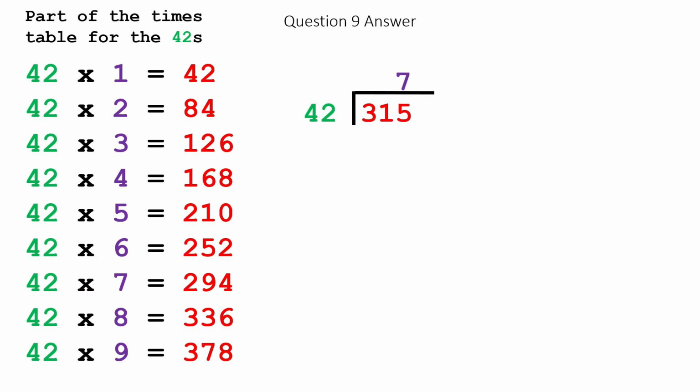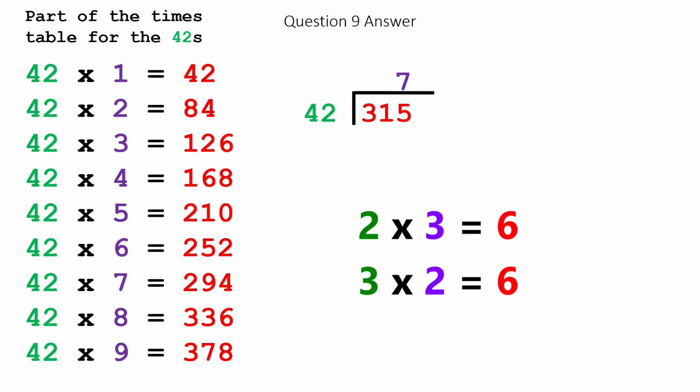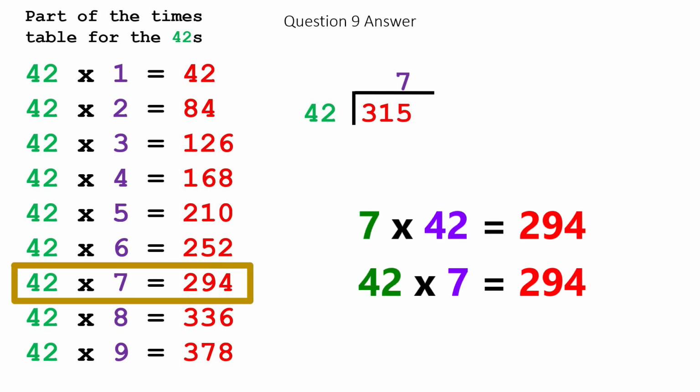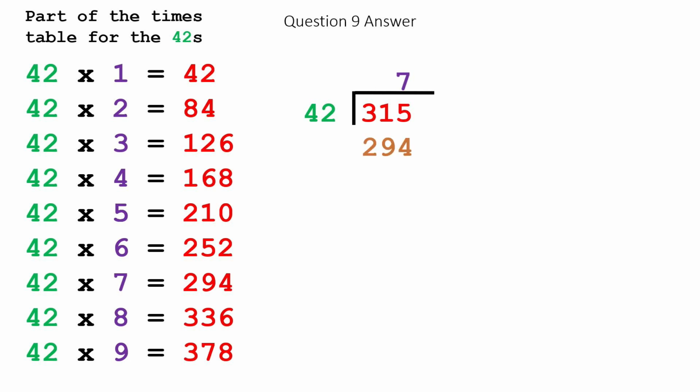As a reminder, we can change the order of two numbers when we multiply them. For example, 2 times 3 is 6, and 3 times 2 is 6. We call this the commutative property of multiplication. This property means we can use this multiplication table to speed up our problem solving. In this case, it tells us that 7 times 42 is equal to 294. So we can enter 294 here.